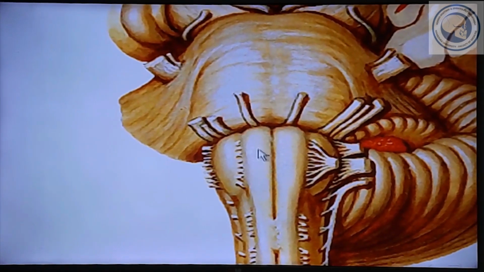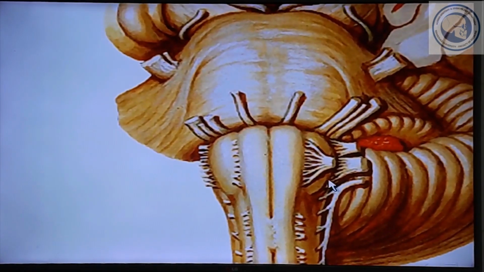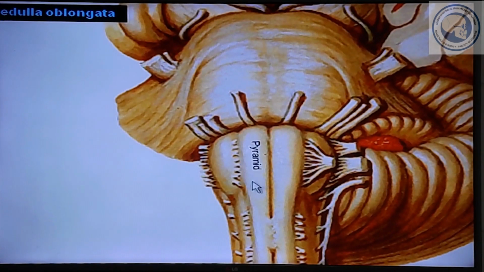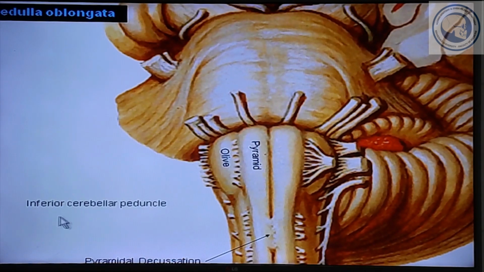The elevations are arranged from medial to lateral. The most medial elevation will be the pyramid. Pyramid contains corticospinal tract. Its fibers cross to the opposite side, obliterating this median fissure, and this is called the pyramidal decussation. Lateral to pyramid, we have another elevation called olive. It is formed by the inferior olivary nuclear complex. And lateral to olive, we will have what we call the inferior cerebellar peduncle.